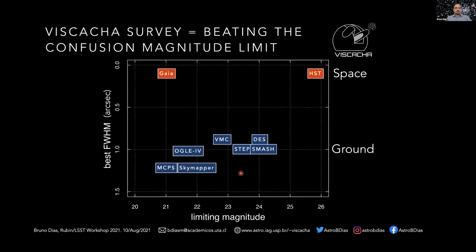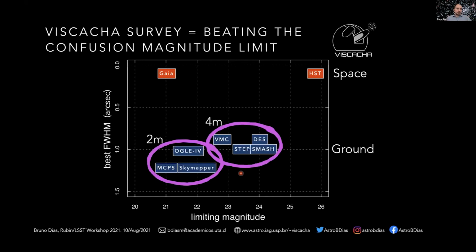Here, the Vizcacha survey, what's the context of that? So there are many surveys here on the ground looking at the Magellanic Clouds, and I highlight 2-meter size telescopes and 4-meter size telescopes going deeper and deeper in magnitudes, but they're still limited by the atmospheric turbulence, meaning that the confusion magnitude limit is a problem in the crowded regions.